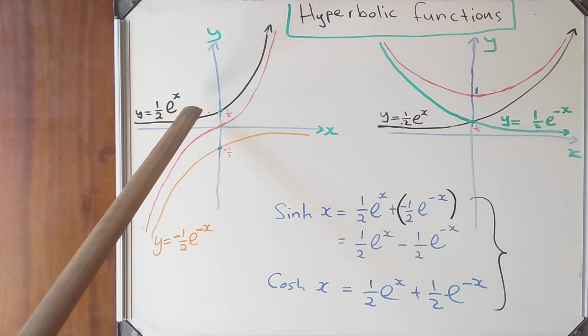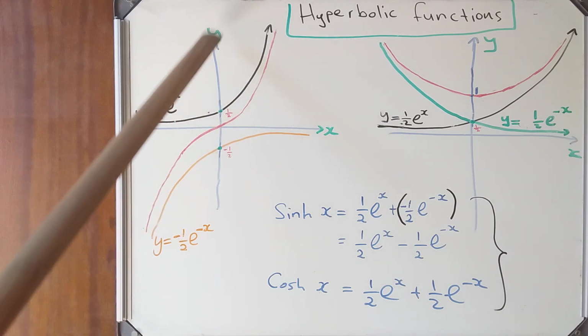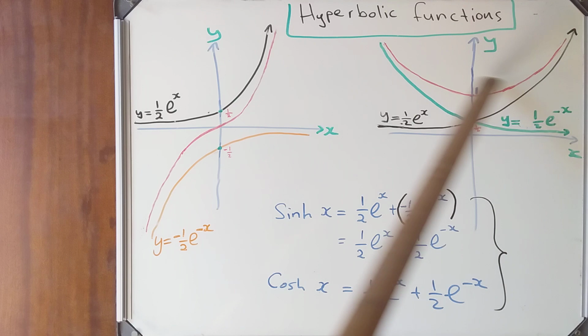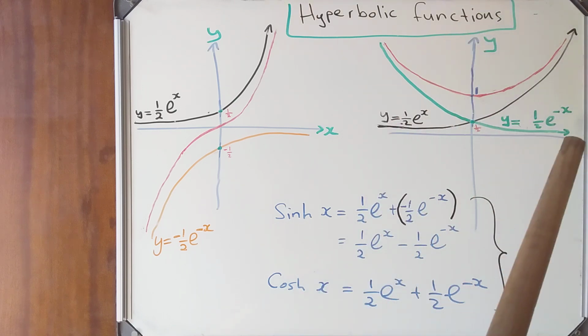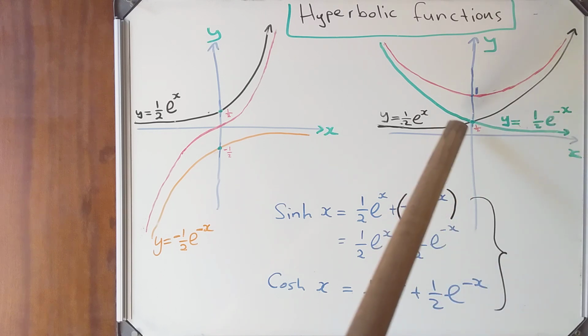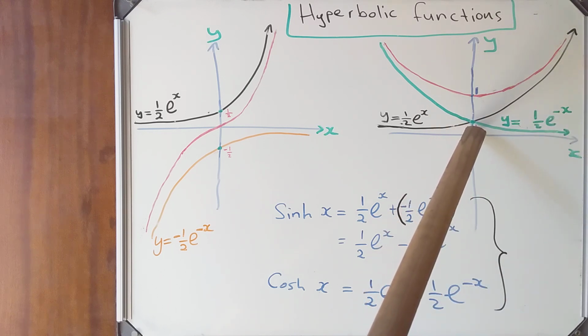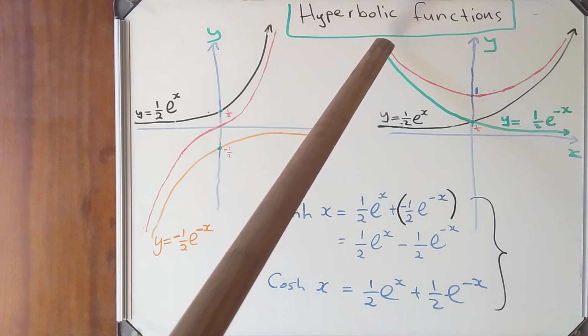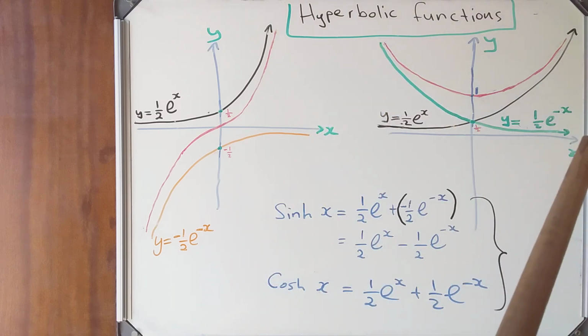So if we reflect the black graph along the y, we are going to put a negative on the exponent x. We are reflecting along the y, then we get the green graph. So we have reflected the black graph. By reflecting, we obtain the green graph.